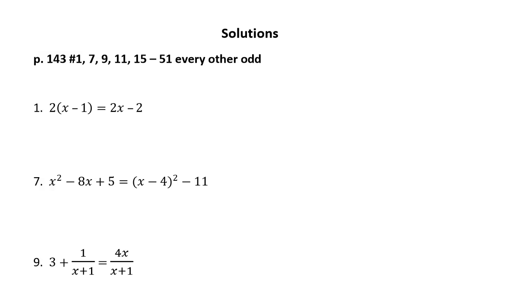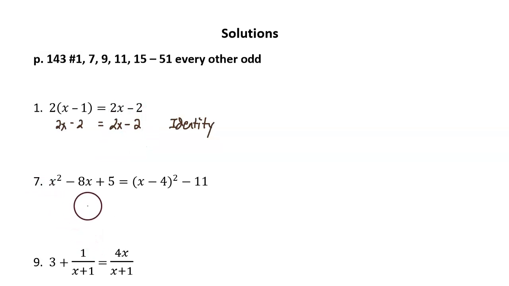Question number 1 has an equation and we're asked, is this a conditional or an identity? If we simplify the left side by doing the distributive property, it becomes 2x minus 2. And we can see that that is identical to the right side. Because they're identical, this is an identity. Regardless of what value is substituted for x, the left side will always be equal to the right side.